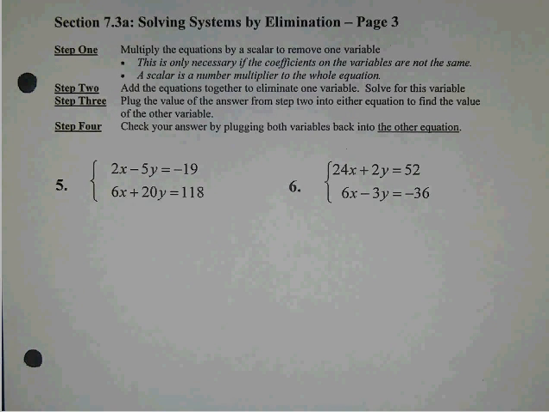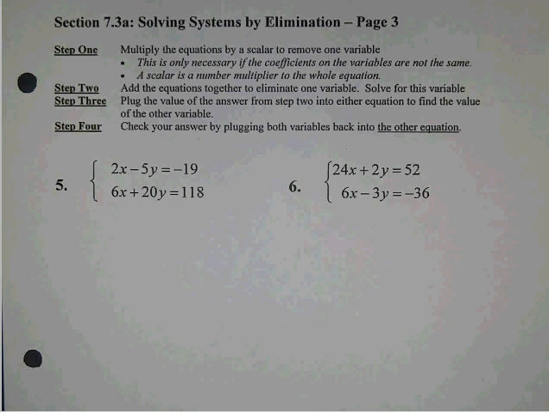The third type of elimination problem involves using scalars a little bit more aggressively. So we're going to have to look at our two equations and say, what is going to be the best thing to try to drop out? Here I have 2x and 6x, negative 5y and 20y. Neither of them lends itself to just adding vertically and dropping something out. But can you think of some kind of a multiplier that would drop out the y's?